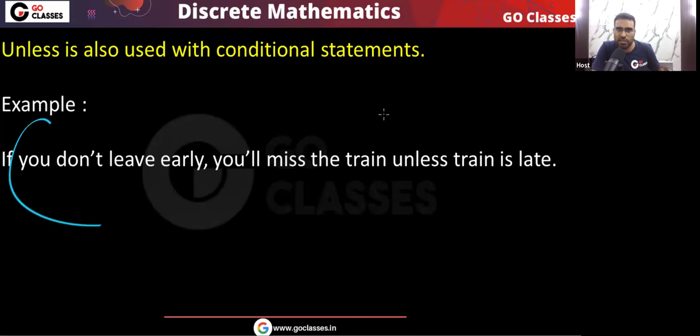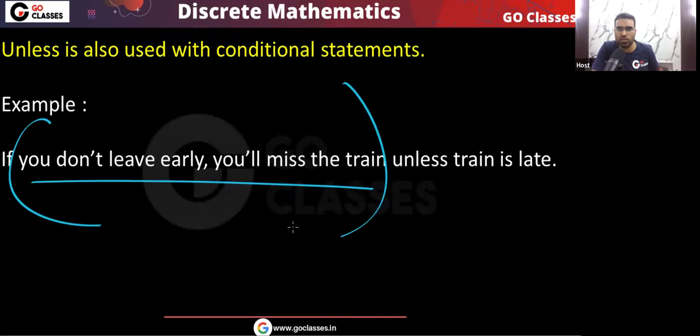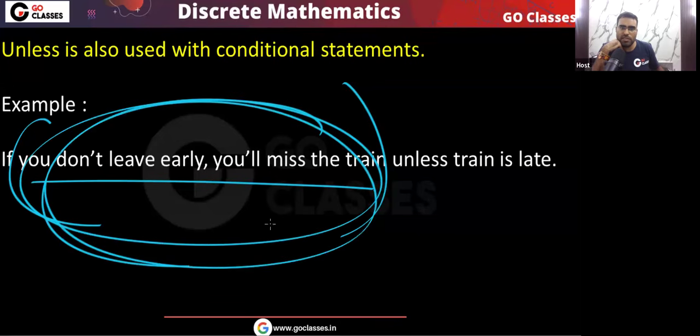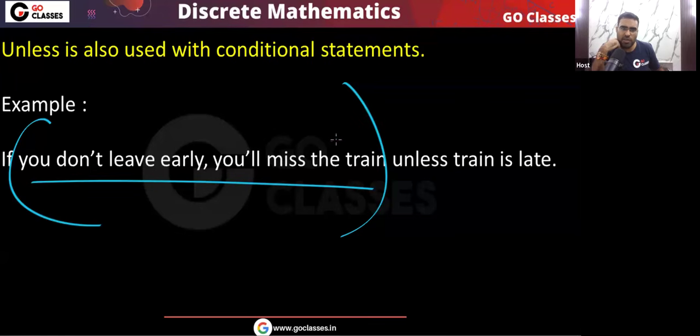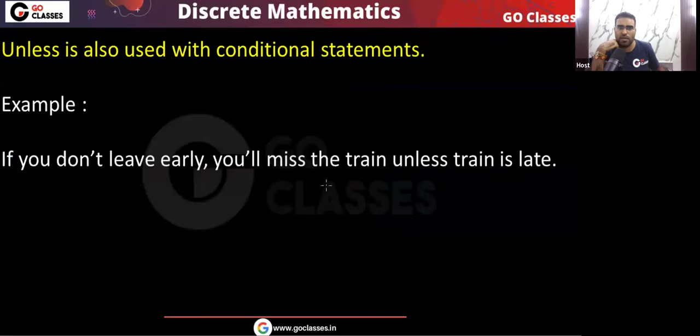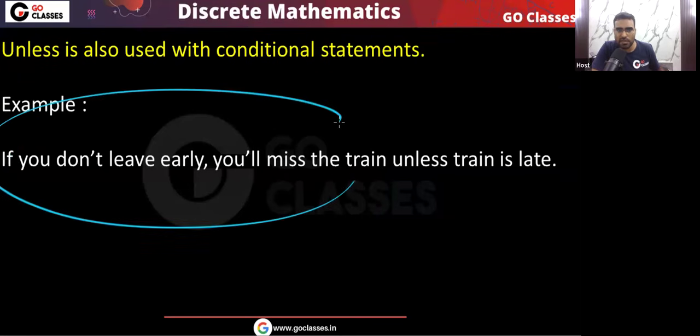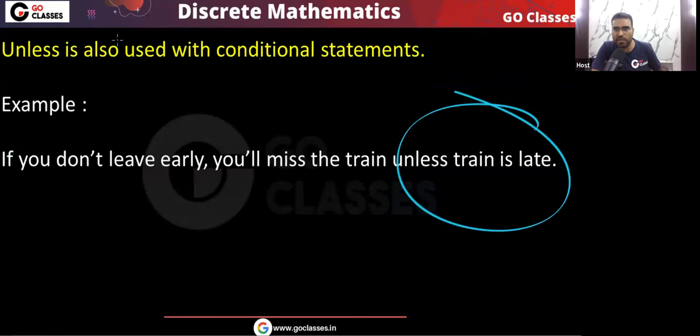Very easy. This is one unit. Agree? Yes or no? This is one unit because basically what you want to say is, if this, unless this. Do you agree with me? If you don't leave early, you will miss the train unless train is late. So remember, this statement is one part and this statement is another part.